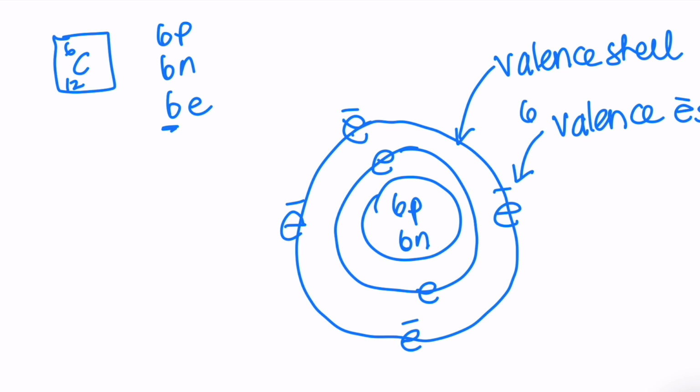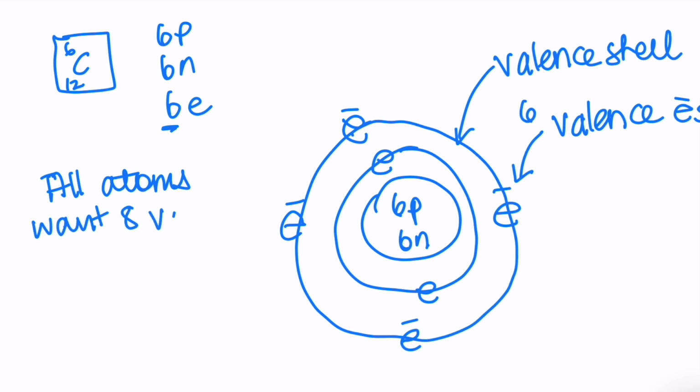What all atoms want is to have 8 valence electrons in their outermost shell, in their valence shell, whether we're talking about sodium or carbon or chlorine. They all want 8 valence electrons. Hydrogen and helium, however, don't.